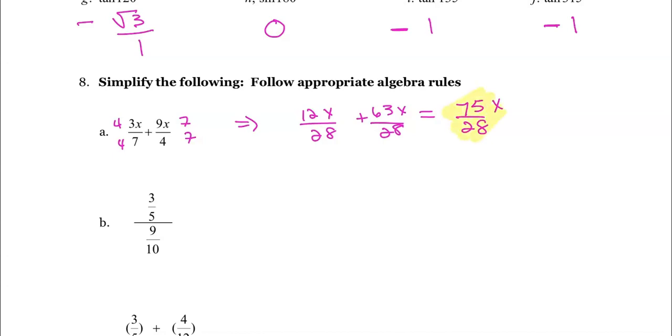Okay, here's your double-decker fraction. So what I'm going to do is I'm going to write it horizontally. This is 3/5 divided by 9/10. And then we say keep it, change it, flip it. I'm going to now reduce. 3 goes into itself 1 time. 3 goes into 9 3 times. 5 goes into itself 1 time. 5 goes into 10 2 times. Multiply straight across. And you will get 2/3.